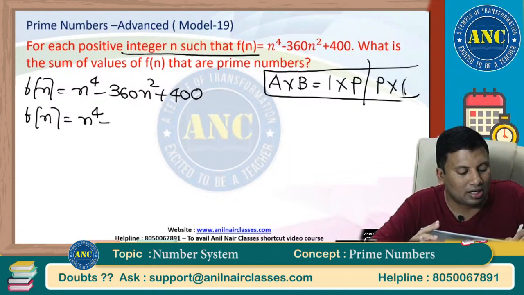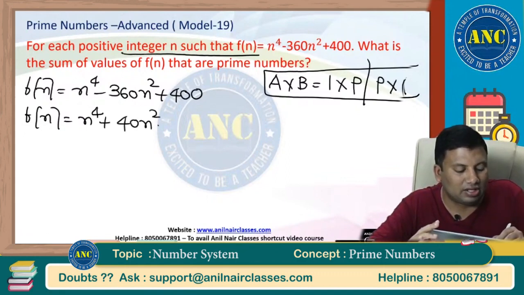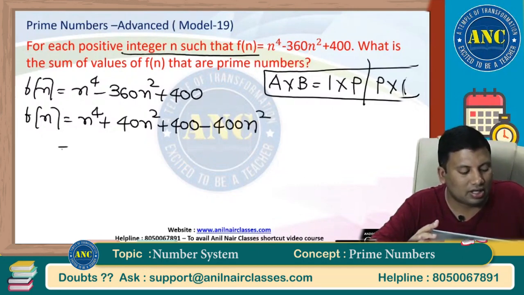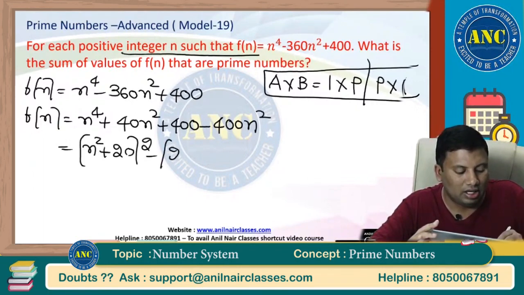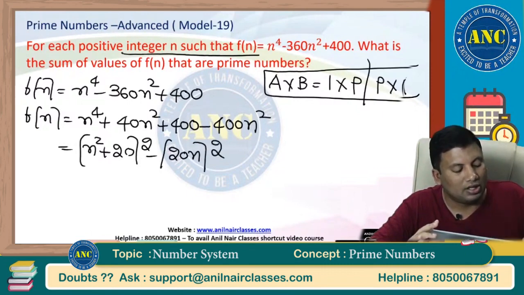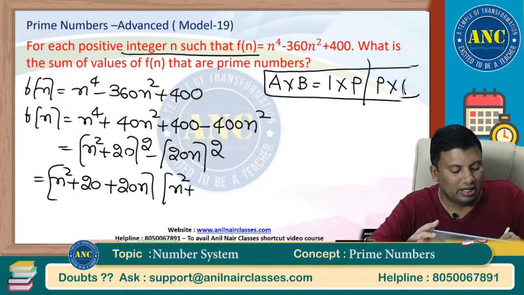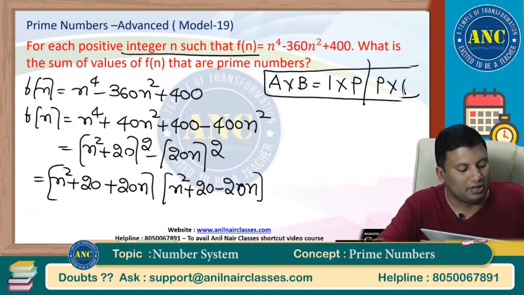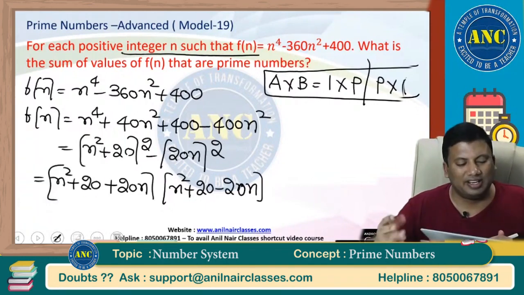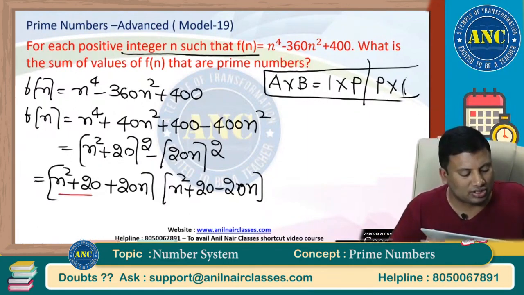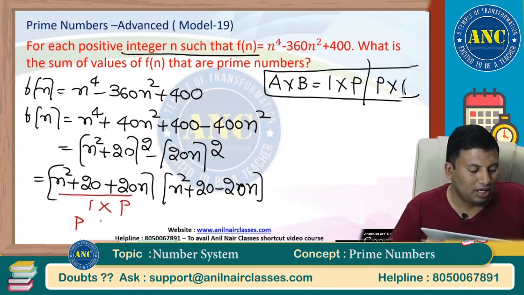So this is nothing but n power 4 plus 40 n square plus 400 minus 400 n square. This is nothing but n square plus 20 whole square minus 20n whole square. Are you all with me? This is nothing but n square plus 20 plus 20n into n square plus 20 minus 20n. I hope: 1 into p or p into 1. Already we did it. Once you get the idea, the most complex questions will also become easy.